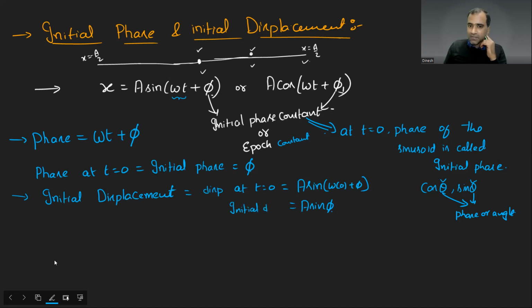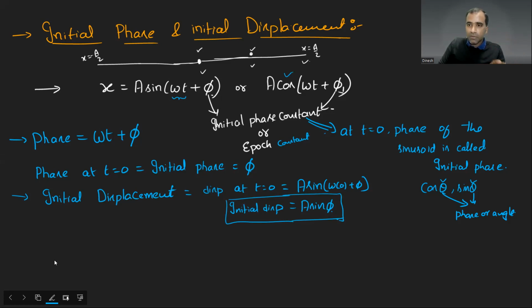Correct? I think you know now what is initial displacement, initial phase. Initial time means time 0 only. So we know the relation between initial displacement and phase. If you want, you can take cos also, no problem. If you take cos, then what will it be? Initial displacement will be A cos phi 1. That is also fine, but the basics are the same.